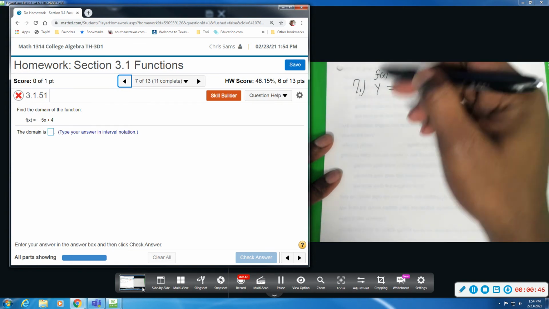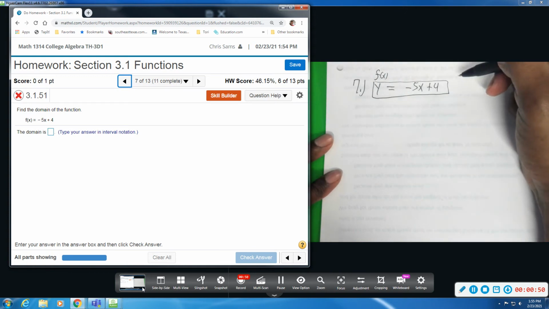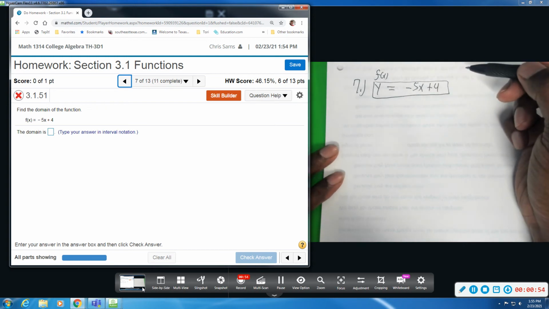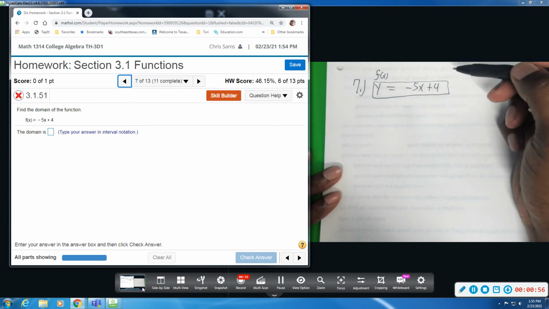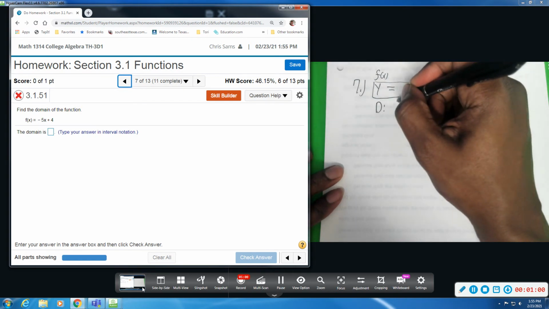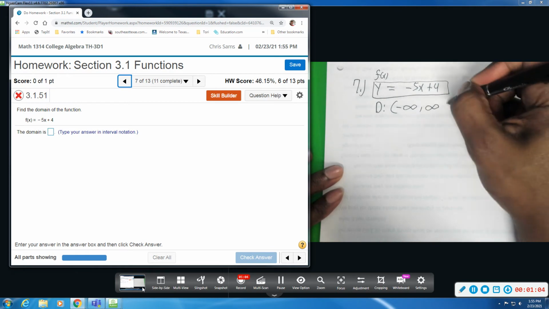Okay, so in this expression, we do not have a fraction. We do not have an even root, square root, radical. And we don't have a logarithm. So therefore, our domain is all real. So that means negative infinity to positive infinity.